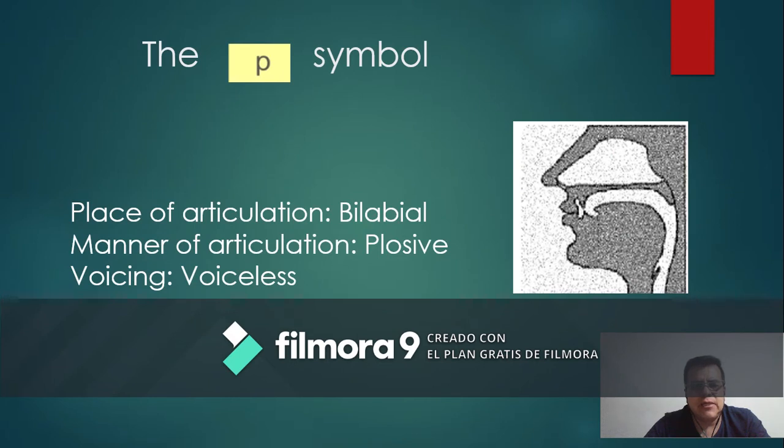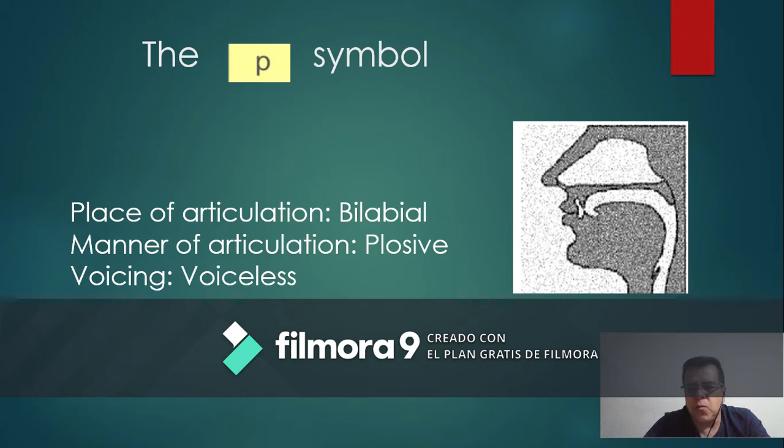Let's begin with this sound. P. The place of articulation of this sound is bilabial. This is because you use both of your lips to block your mouth. P. The manner of articulation is plosive. It is a consonant sound that is made by stopping air flowing out of the mouth and then suddenly releasing it. It is voiceless because you do not use your vocal cords to produce the sound. Instead, you allow the air to flow freely from the lungs to your mouth, and it is the lips that engage to modulate the sound.